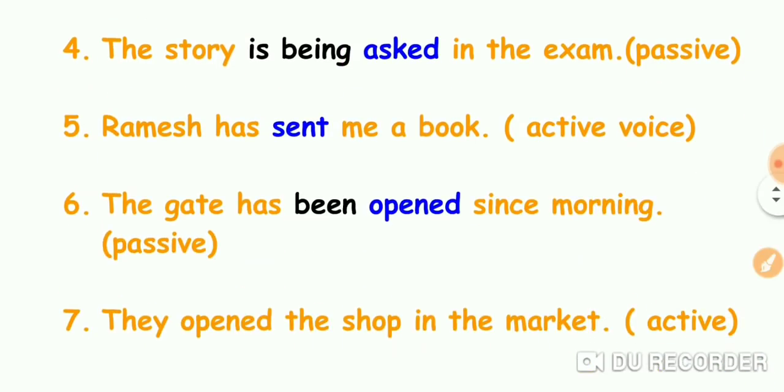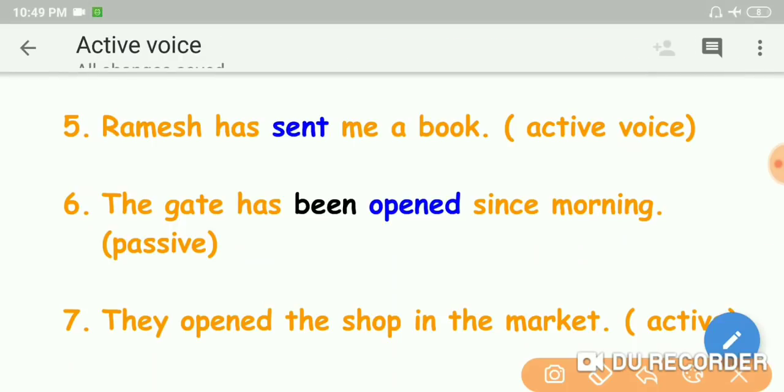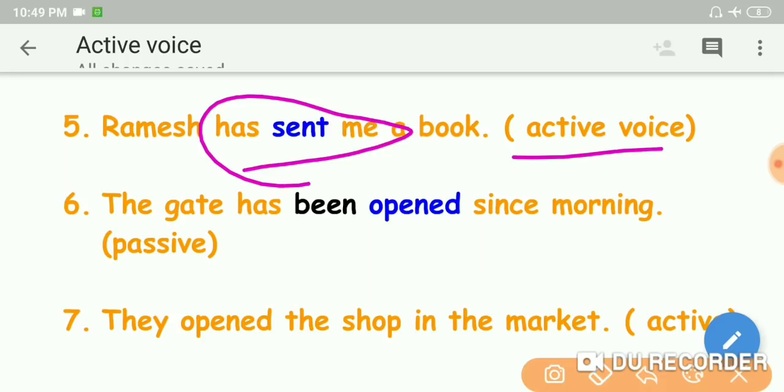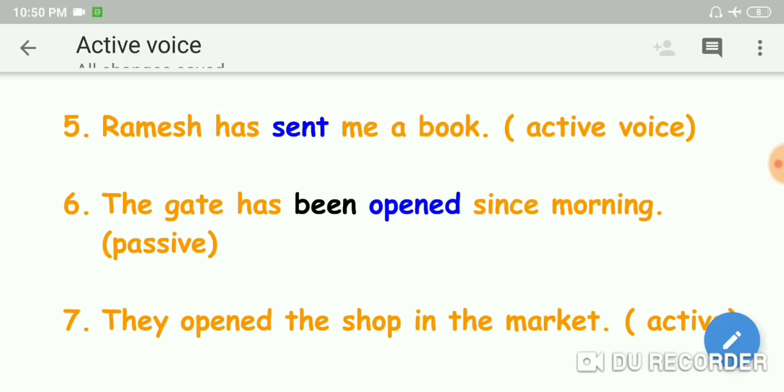So next, Ramesh has sent me a book. This is an active sentence because in this sentence we don't have any helping verb. That means to be verbs we don't have here. Of course, has is the helping verb, but we need one to be verb. So we don't have any one of the to be verbs in the sentence. That's why this is an active sentence, my dear friends.